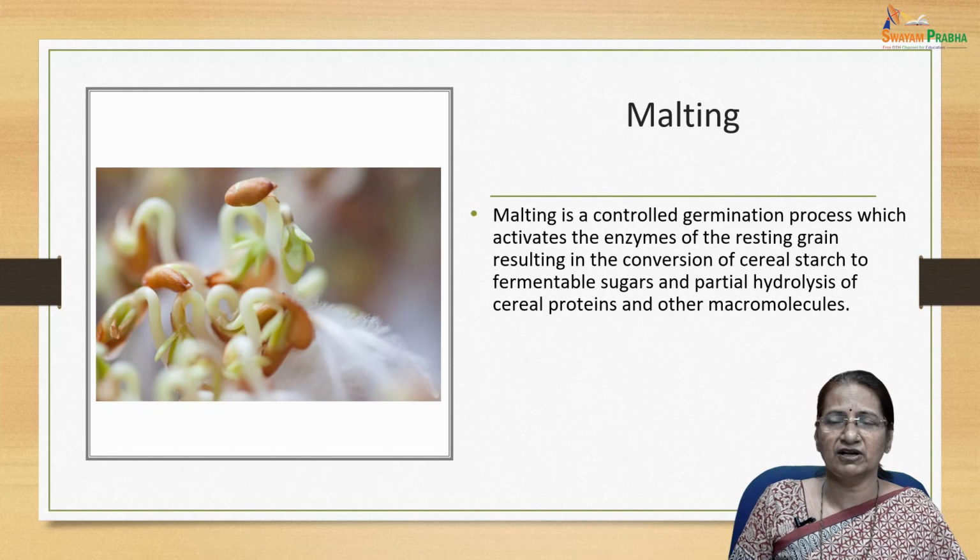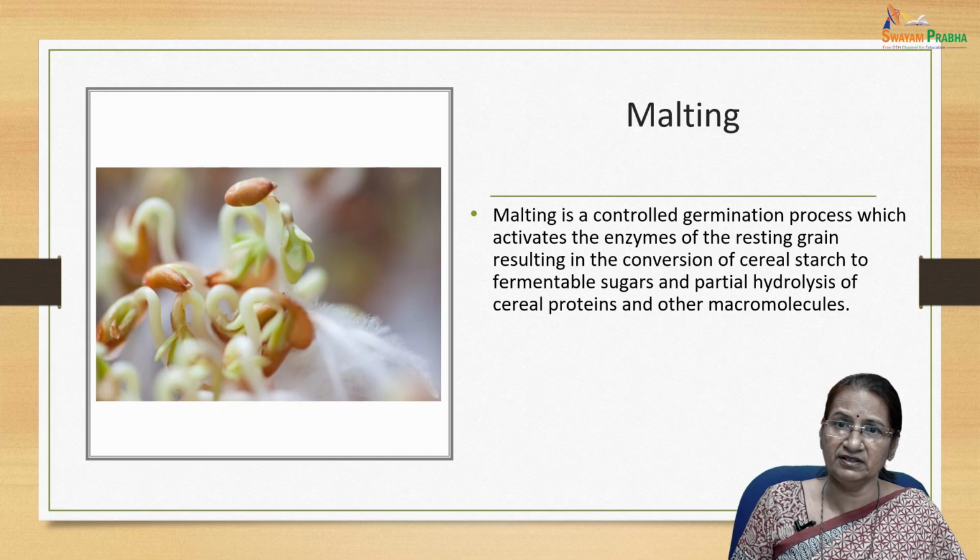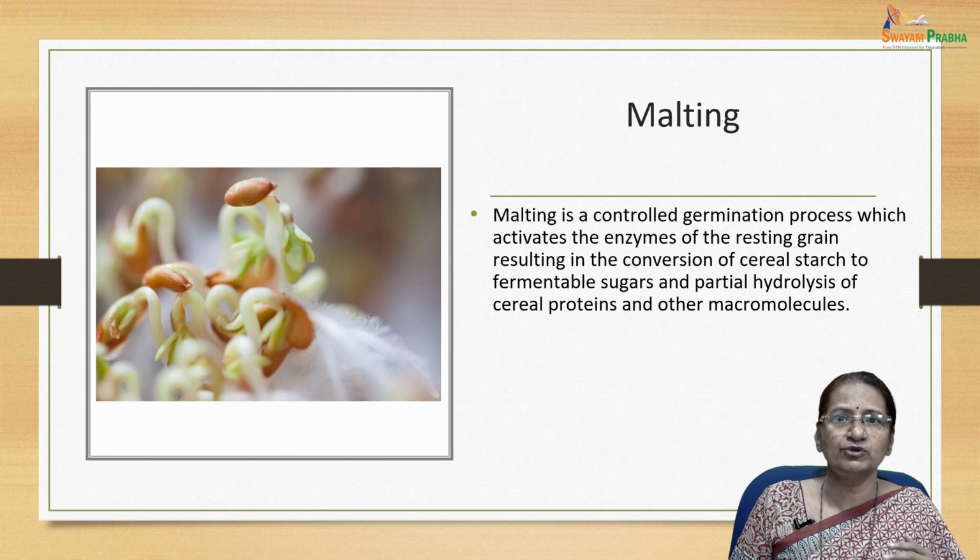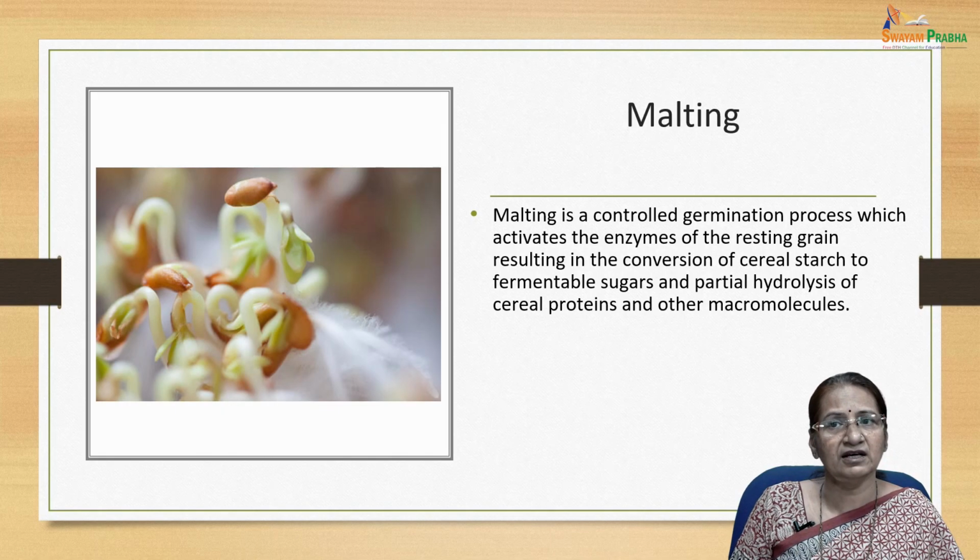Malting is a controlled germination process which activates the enzymes of the resting grain, resulting in the conversion of cereal starch to fermentable sugars and partial hydrolysis of cereal proteins and other macromolecules.